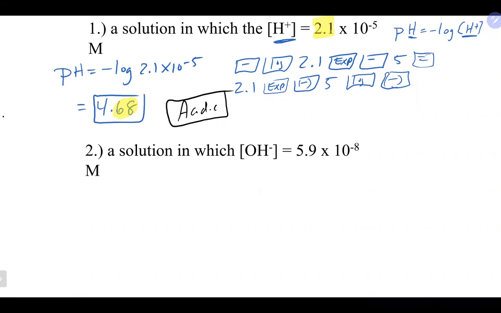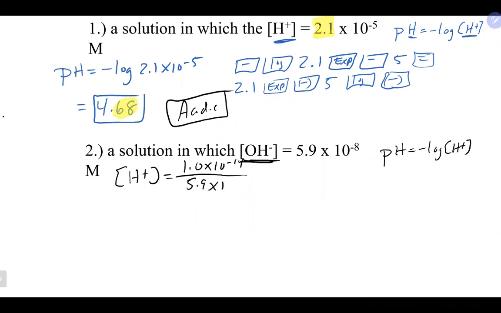For the second one, we once again are looking for the pH. In this case, we are not given the H+, we are given the OH-. So perhaps one approach would be to solve for the H+ concentration by using our Kw, which is 1 times 10 to the minus 14, divided by 5.9 times 10 to the minus 8. That's going to give us 1.7 times 10 to the minus 7 molar, I believe.